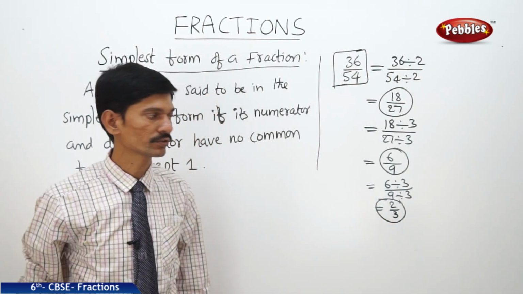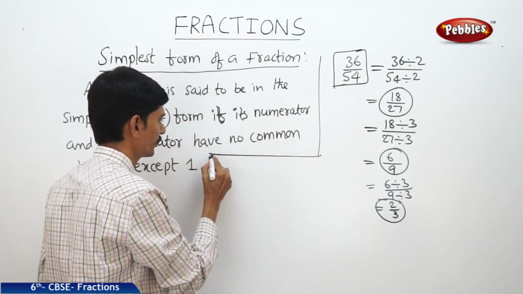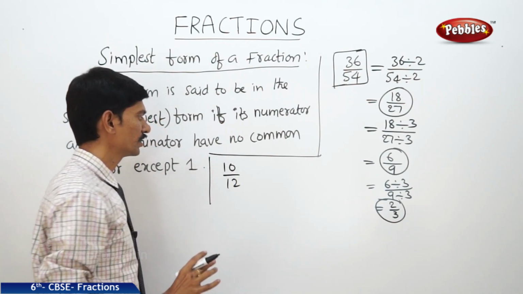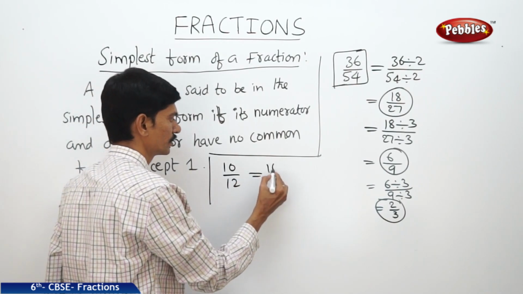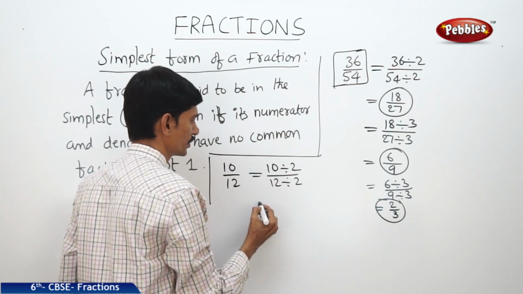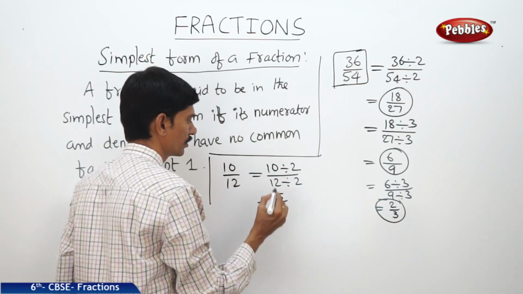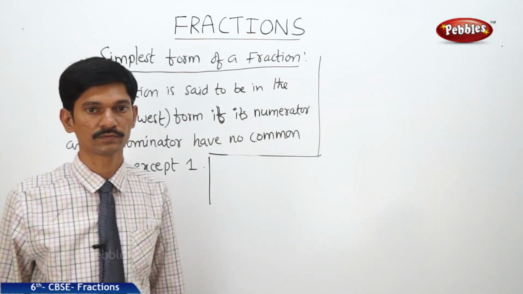Similarly, if you take a fraction 10 by 12, here both the numerator and denominator have the common factor 2. So we divide 10 by 2 and 12 also by 2. Then we get 10 by 2 is 5 and 12 by 2 is 6. Now 5 by 6 is said to be in the simplest form.